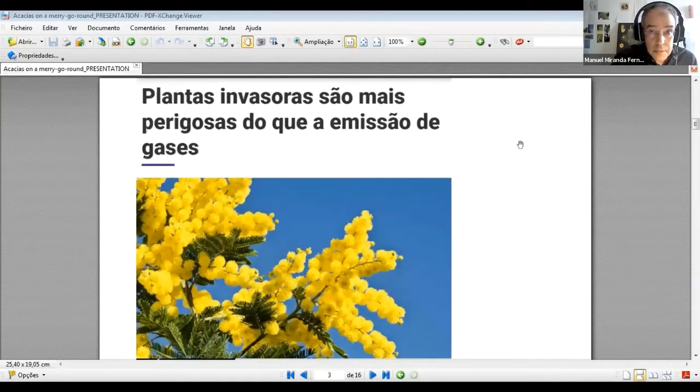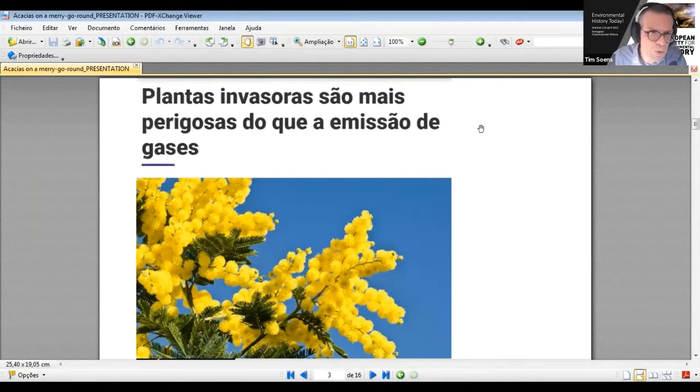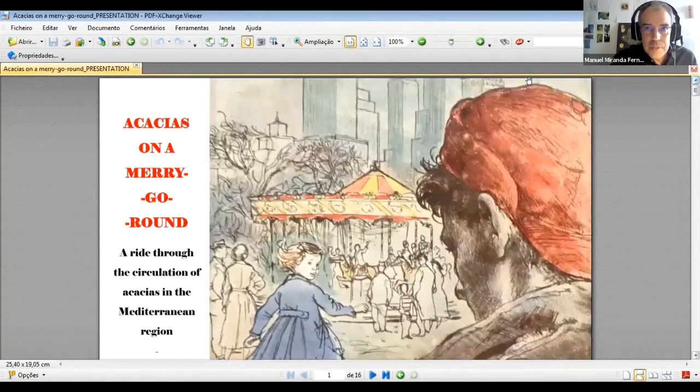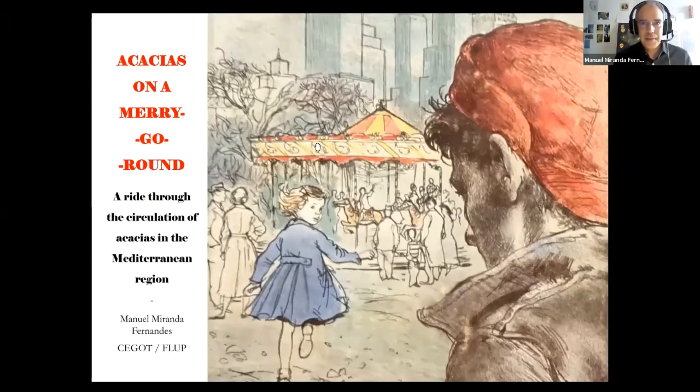I will try to share my screen with you. Let me see if this works well. I hope you are seeing something. Yes, we see it. We also see the frame. So this should work. Let me see. Aha. I think now it's better.